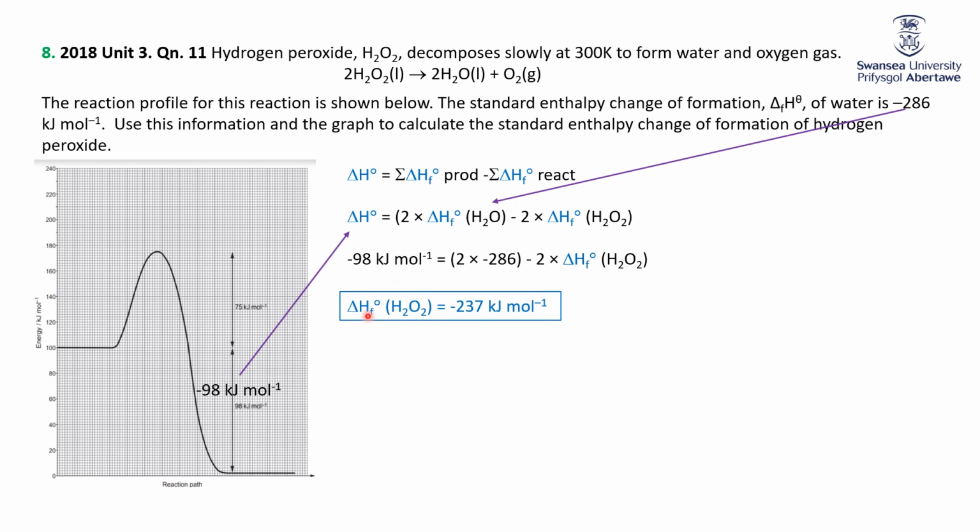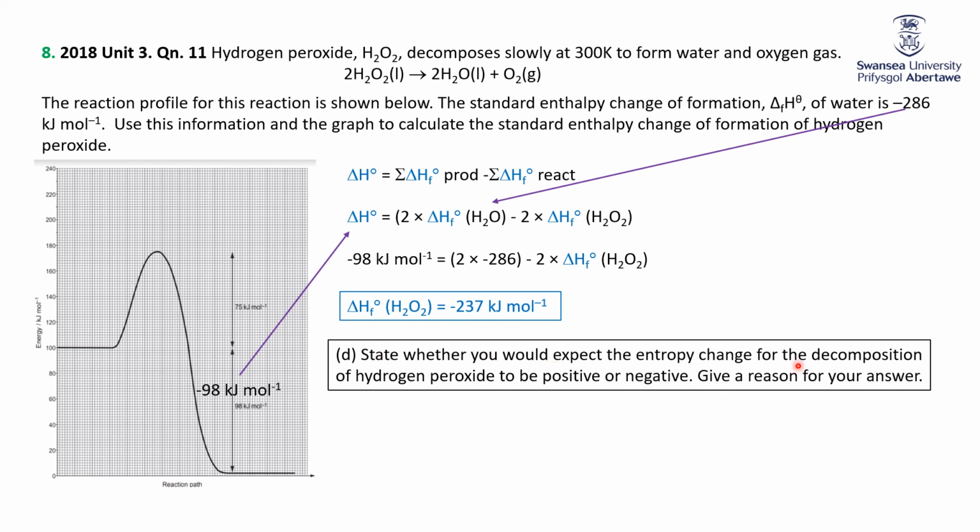So punch it all into calculators. Heat of formation of H2O2 is minus 237 kilojoules per mole. So we use the information given, the heat of formation of water right there. We use the graph to give us the delta H overall of the reaction.